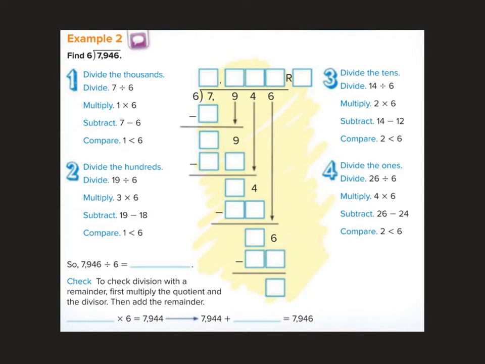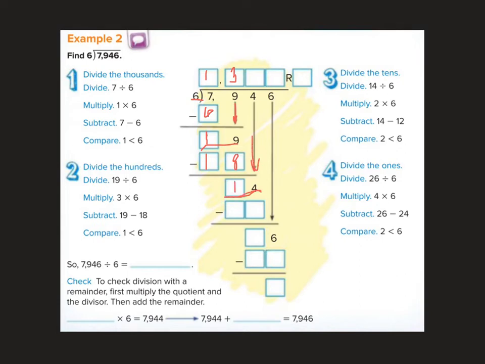Okay, so now we have to divide 7,946 divided by 6. 7 divided by 6 is 1. Multiply. 6 times 1 is 6. Subtract. 7 minus 6 is 1. Bring on down and bring it on back. Divide. 19 divided by 6 is 3. Multiply. 6 times 3 is 18. Subtract. 19 minus 18 is 1. Bring it on down, bring it on back.